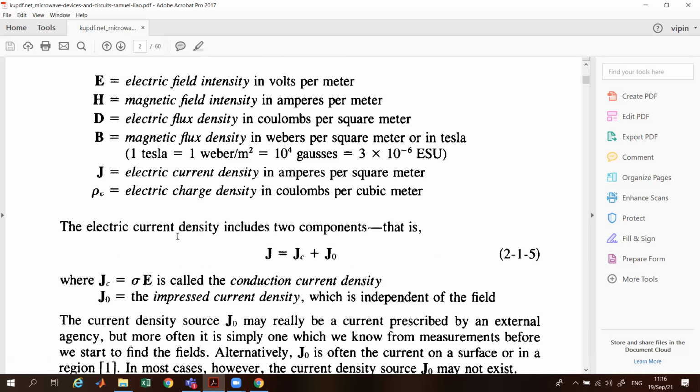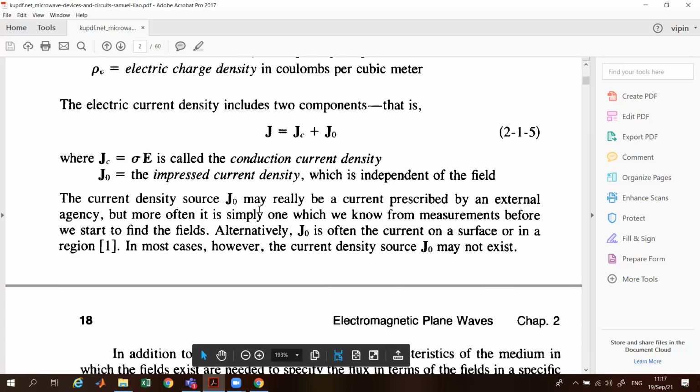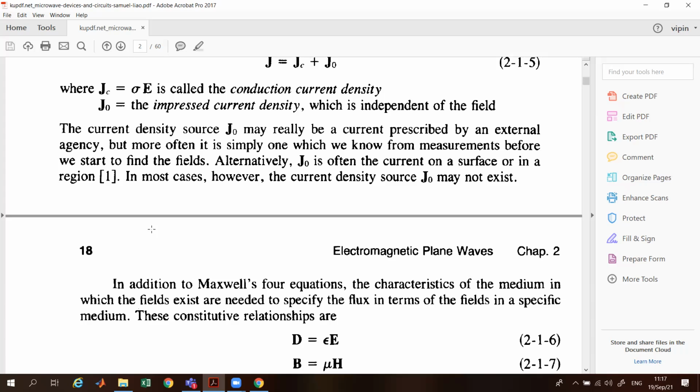Remember that the electric current density includes two components, that is J vector is equal to Jc plus J naught, where Jc is equal to sigma E, called the conduction current density, and J naught is the impressed current density, which is independent of the field. The current density J naught may be a current prescribed by an external agency, but more often it is simply one which we know from measurements before we start to find the fields. Alternatively, J naught is often the current on a surface or in a region. In most cases, however, the current density source J naught may not even exist.